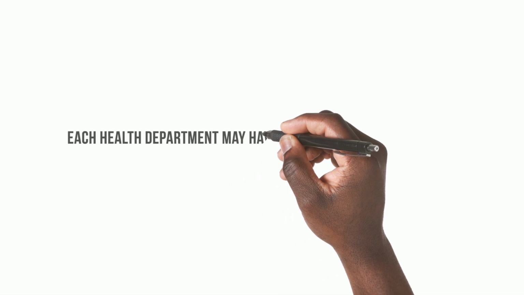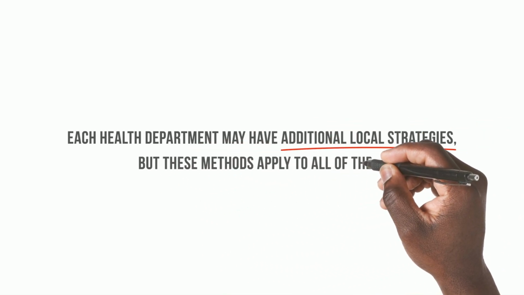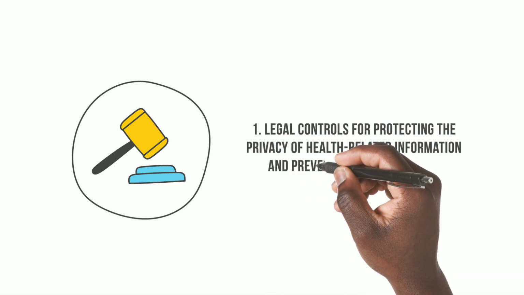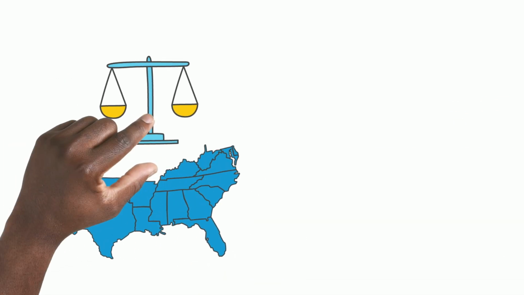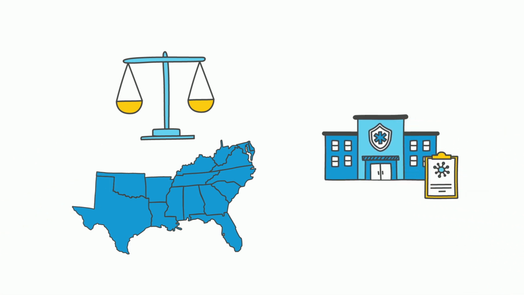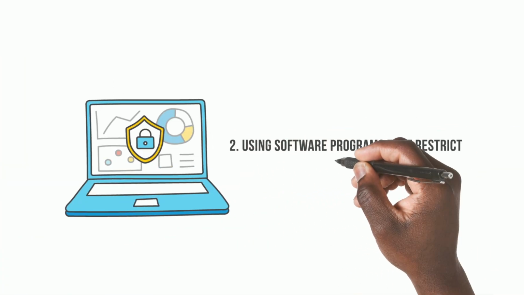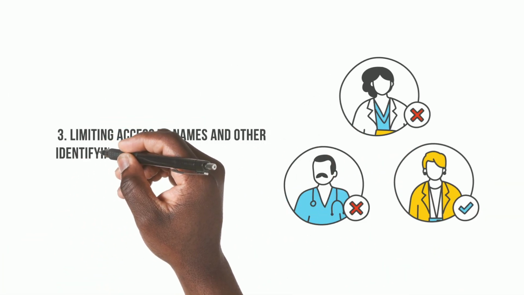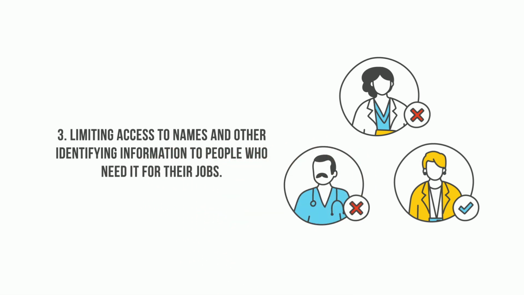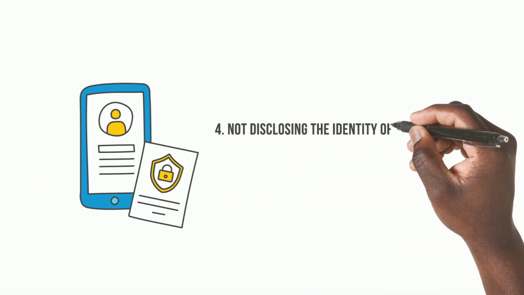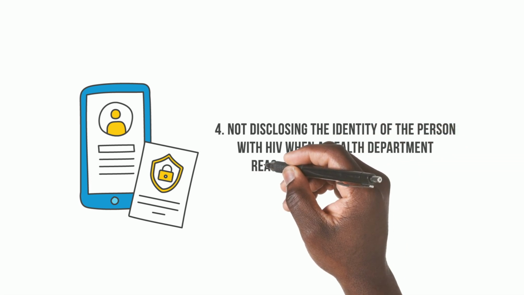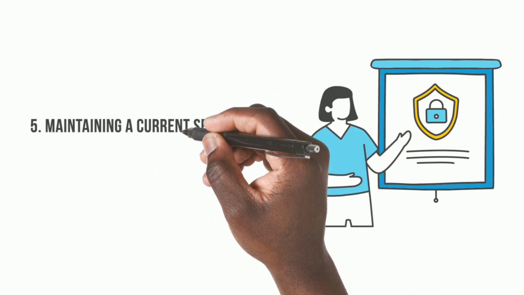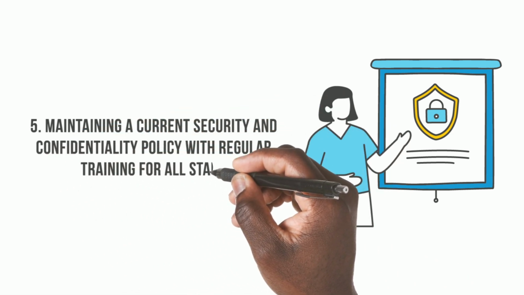Each health department may have additional local strategies, but these methods apply to all of them. Legal controls for protecting the privacy of health-related information and preventing discrimination, including state laws related to health department HIV data release. Using software programs that restrict who can access the information. Limiting access to names and other identifying information to people who need it for their jobs. Not disclosing the identity of the person with HIV when a health department reaches out to their partners to offer testing and treatment options. Maintaining a current security and confidentiality policy with regular training for all staff.